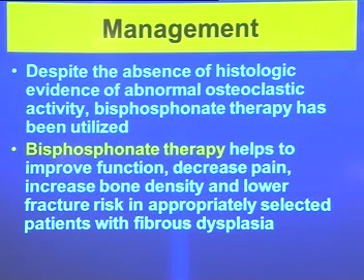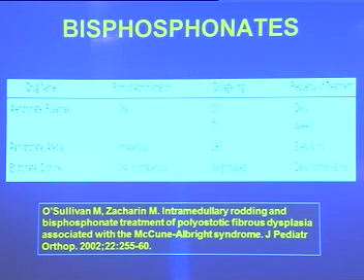Now, despite the absence of histologic evidence of abnormal osteoclastic activity, there is really no osteoclastic activity, it is an inert area, but people have used bisphosphonate therapy, and there are papers which attest to the efficacy of bisphosphonate therapy. It helps to improve function, decrease pain, increase bone density, and lower fracture risk in appropriately selected patients with fibrous dysplasia. So it can be used along with surgery, before surgery or even after surgery to help alleviate the problems, the main problem being pain and repeated fracturing.